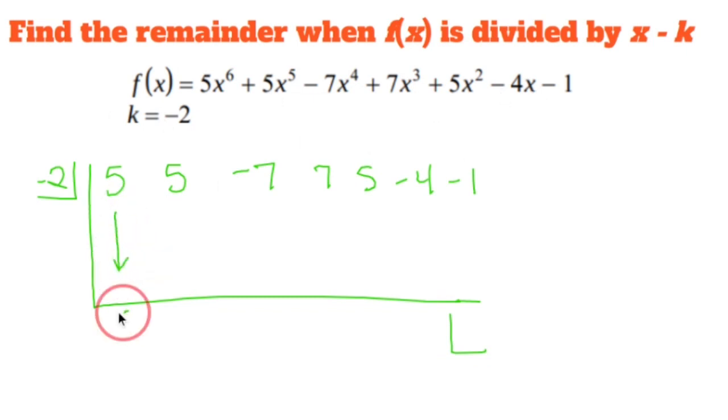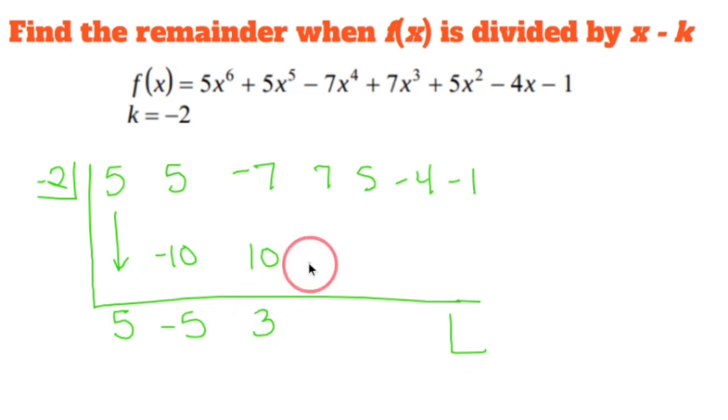Step number 1, drop down the 5. Okay, now multiply these two together and write it underneath the next coefficient. So 5 times -2 is -10. Write it under the 5 and then repeat. 5 plus -10 is -5. -5 times -2 is +10. Add these. -7 plus 10 is 3.